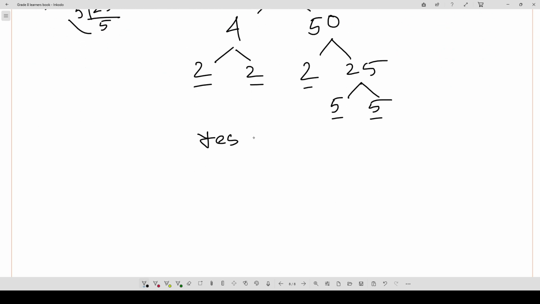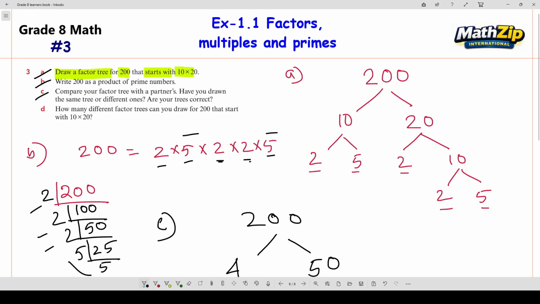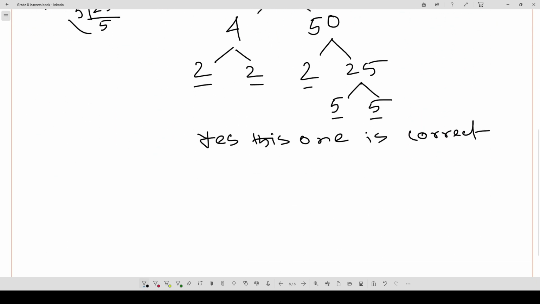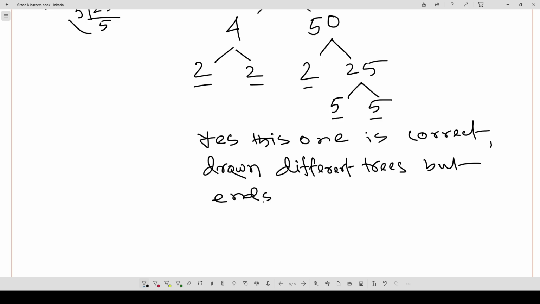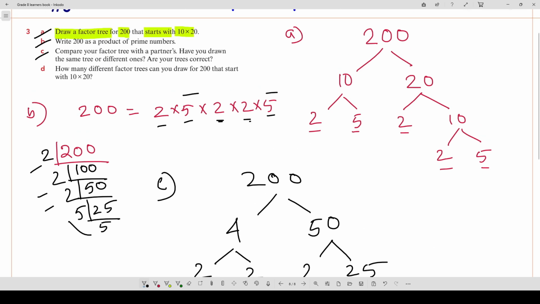So compare factor trees. Yes, my tree is correct. Yes, this one is correct, right? And then have you drawn the same tree or different? Drawn different trees, but the endpoints are the same. Okay, how many different factor trees can you draw for 200 that start with 10 and 20?